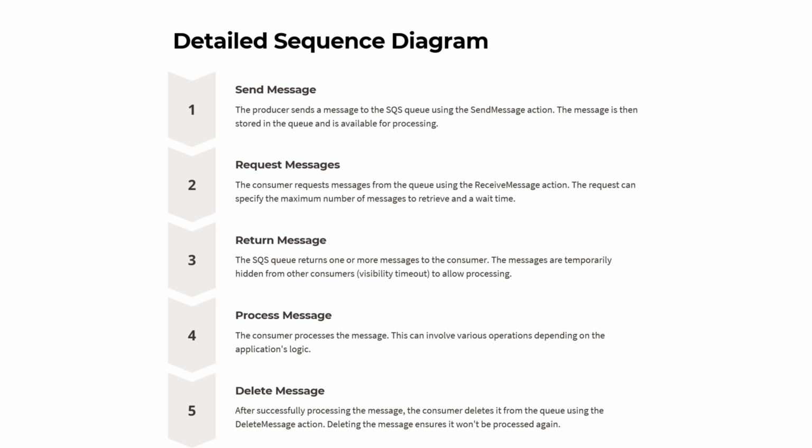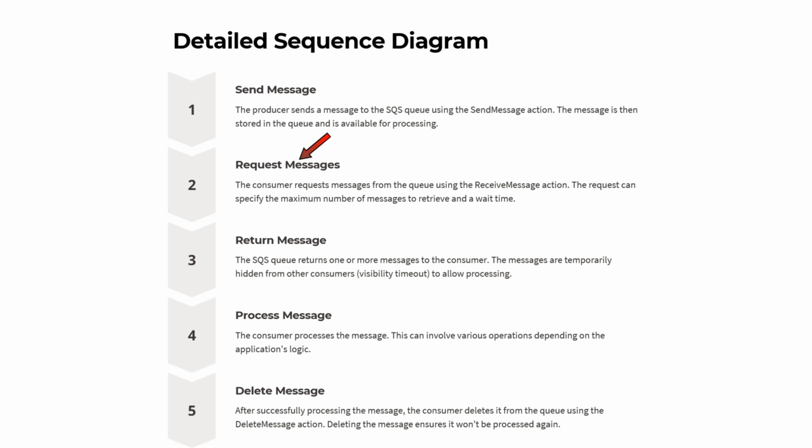Now we will see detailed sequence diagram. Step 1 is send message. The producer sends the message to the SQS queue using the send message action. The message is then stored in the queue and message is available for processing.